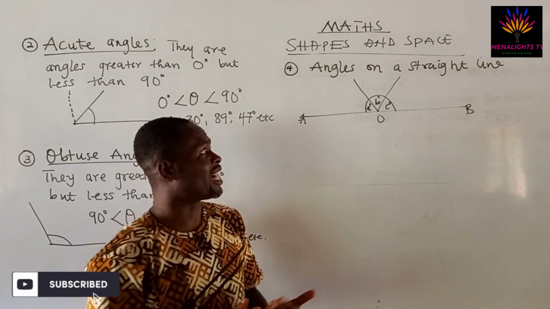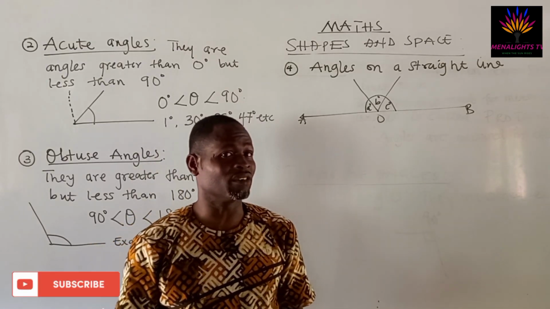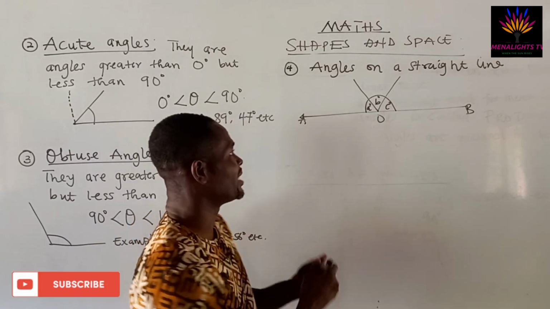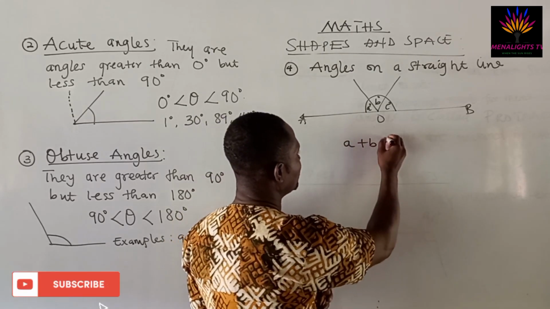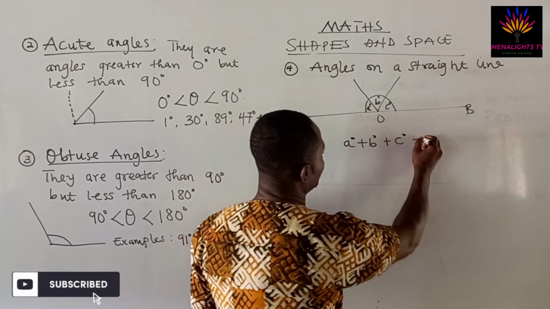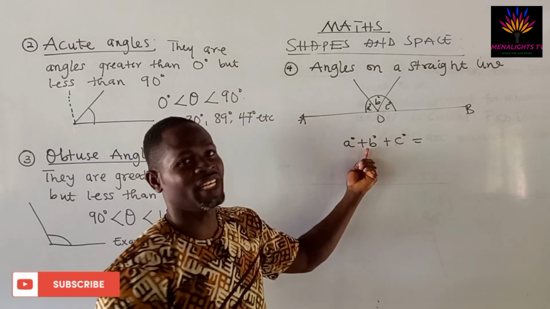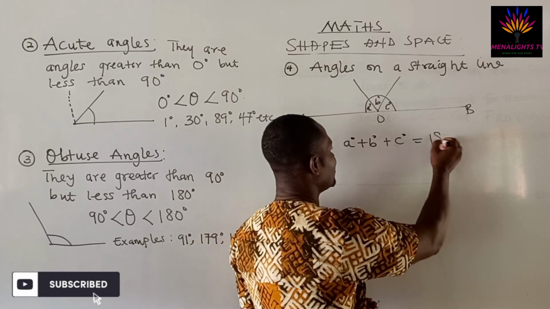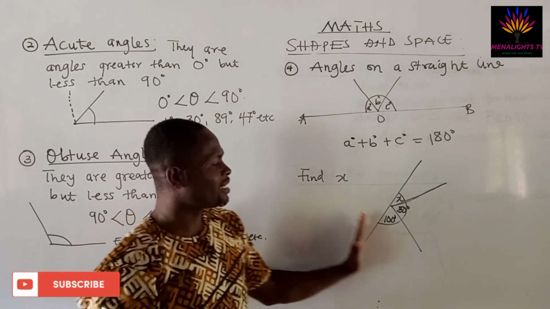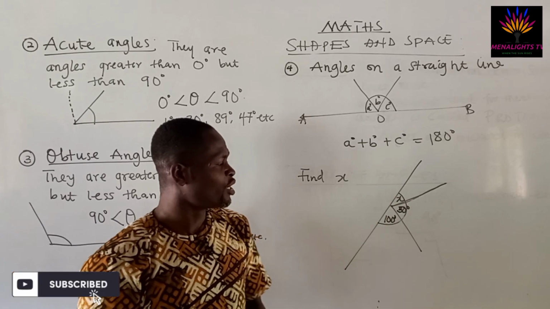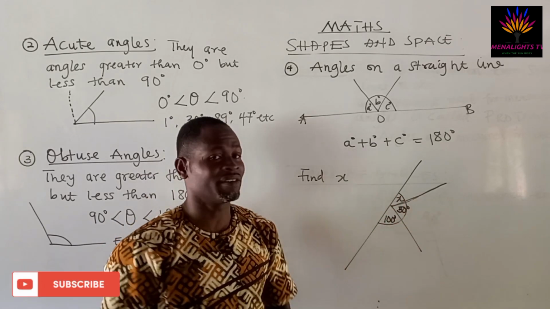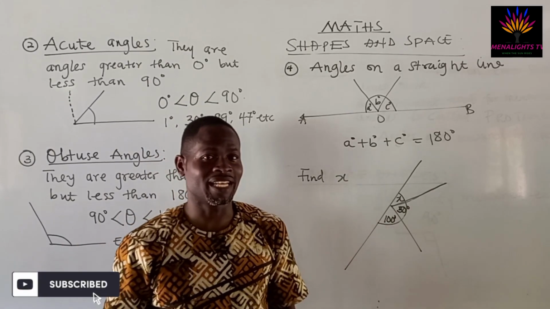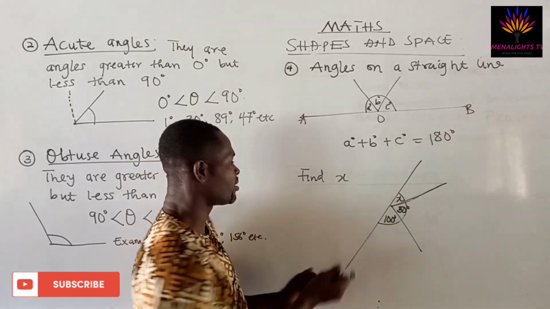Angles on a straight line add up to 180 degrees. So when you say straight line angles, their sum is what? 180, which means that when you have A plus B plus C degrees, they all have to give you what? 180 degrees. So here in this diagram, you have to find the value of x. We have x, 50 degrees and 100 degrees. We know that angles on a straight line, when you add them, you get what? 180 degrees.